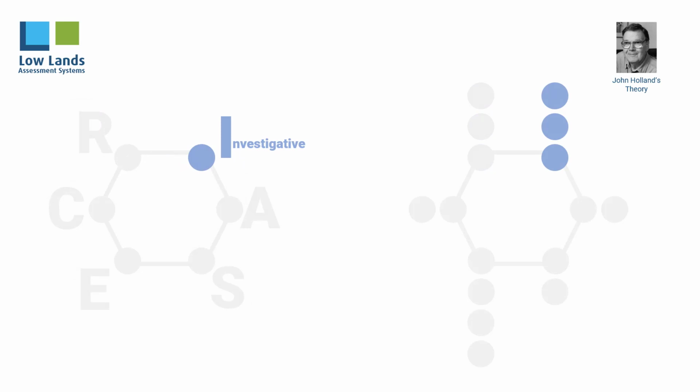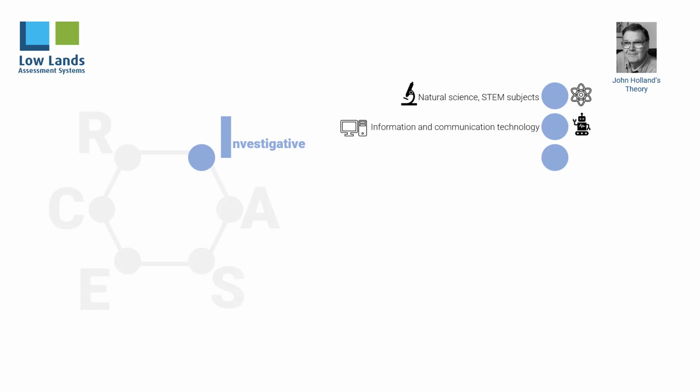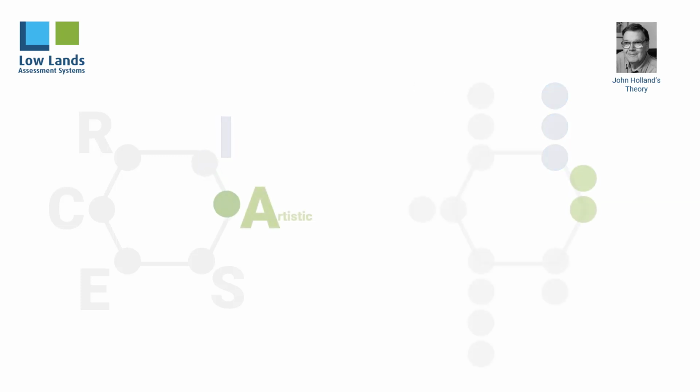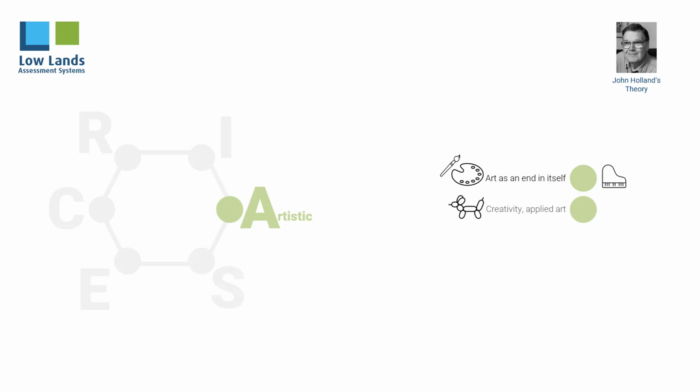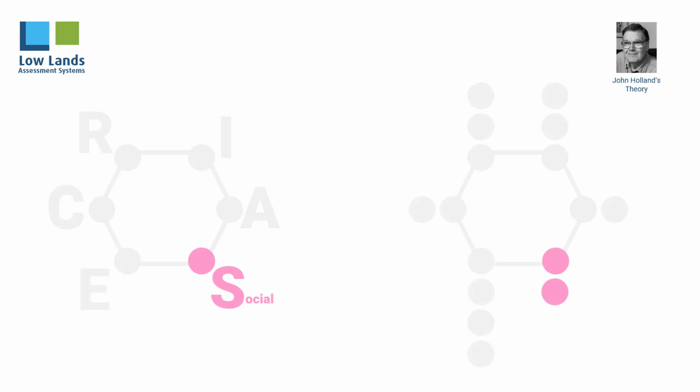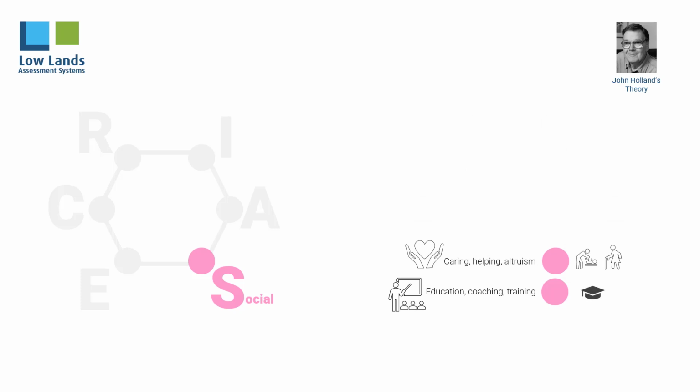In the investigative domain, we also encounter technology in the form of STEM subjects and IT, computers and information technology. And the third component is purely intellectual, using your brain. In artistic, one component has a focus on art as an end in itself, and the other component focuses on applied art and everyday creativity. In the social domain, we distinguish between a more caring and a more educational, business-like perspective.